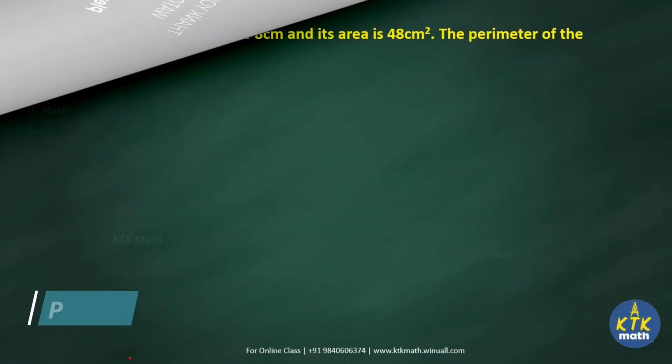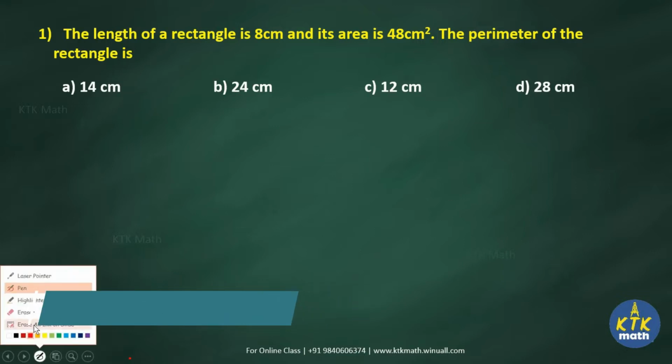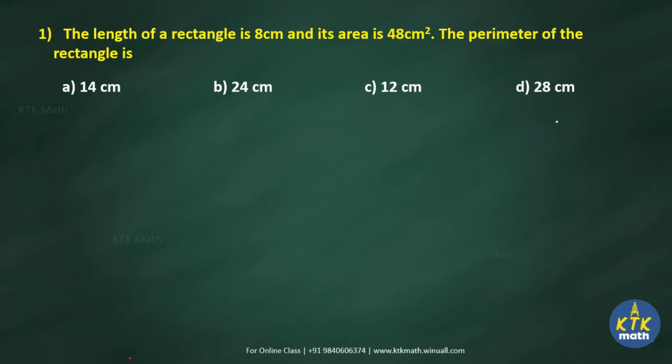Now the first question: the length of a rectangle is 8 centimeter and its area is 48 centimeter. Find the perimeter. Just be very careful about what is given and what we need to find. They are asking us to find the perimeter first. To find the perimeter of a rectangle, definitely we need two units: one is length and another one is breadth. But in this question they have mentioned only length.